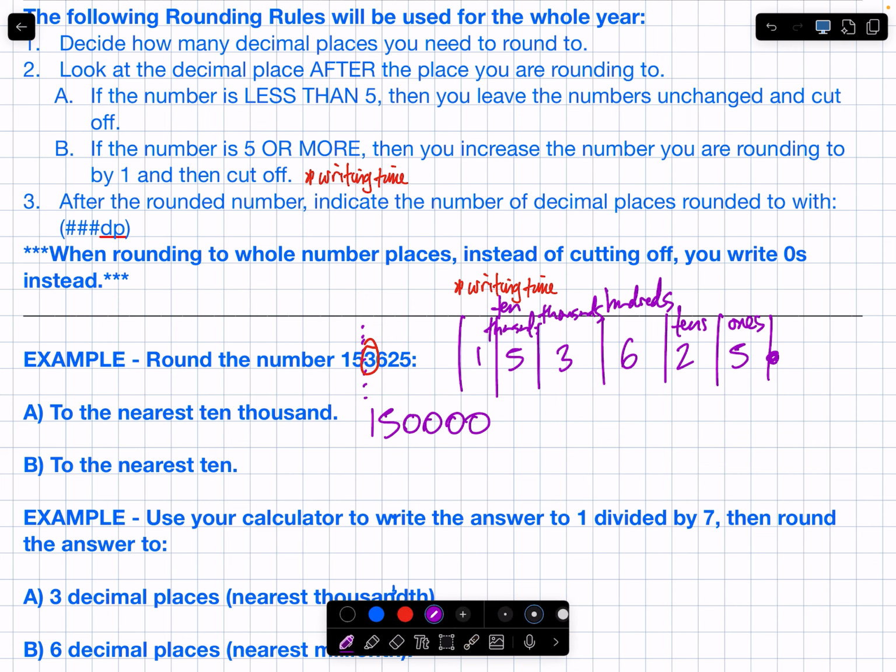Based on those rules, am I missing something? What does step 3 say that I need to do? I need to put in brackets and tell me the level of accuracy or rounding that I did. What did the question ask me to round to? The nearest 10,000. So you go bracket 10,000s. Done.